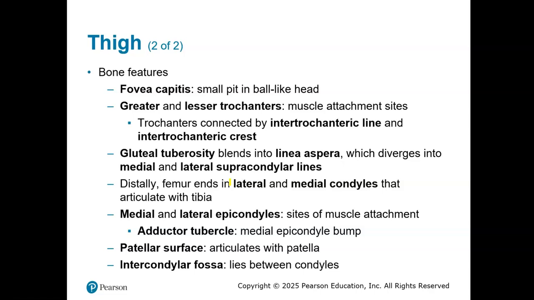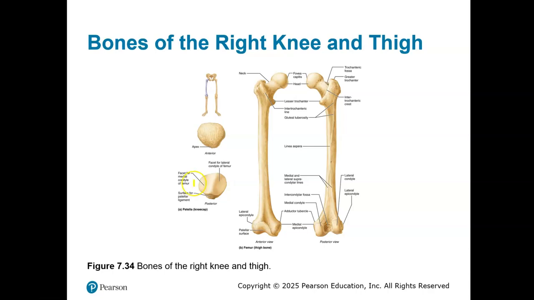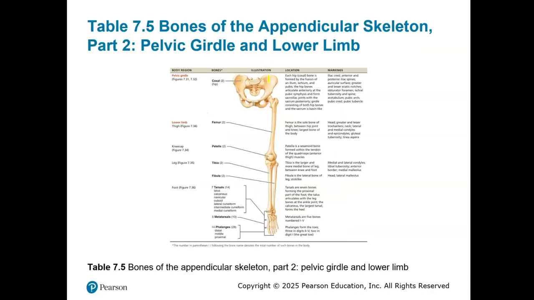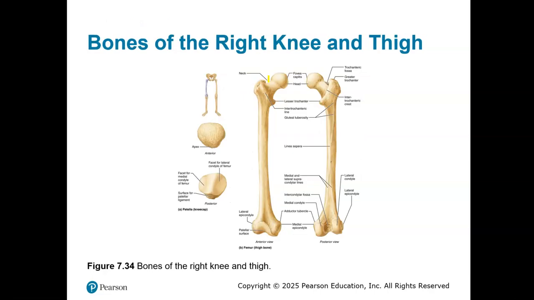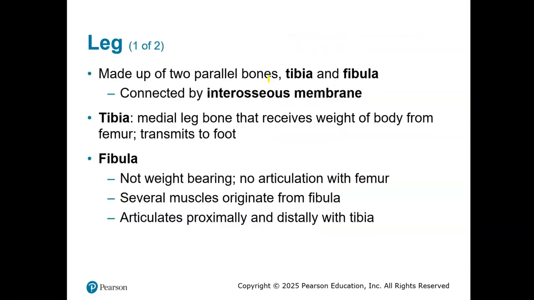All right, within the thigh, I don't see any structure that you need to know. When you look at the femur, I'm just going to point out to you, the femur has a head and a neck, just like the humerus of the arm, but the neck is much longer in the femur. And the femur sits a lot deeper in the hip socket than the humerus does in the shoulder joint.